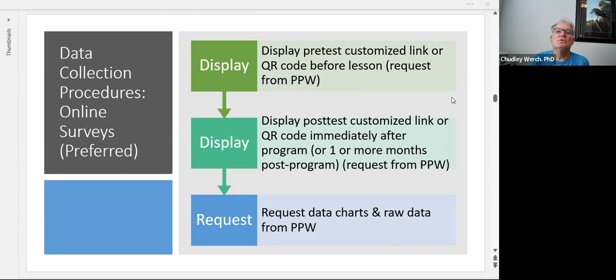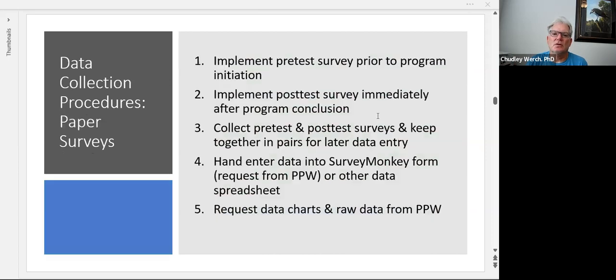If you're using the health behavior survey link or QR code, of course, you're going to have to come back a month later. And then you just request this at any time for your data, and we'll send you that data. It's in a SurveyMonkey format, so you get charts. We'll send you the raw data. It's yours. You can do anything you want with it.